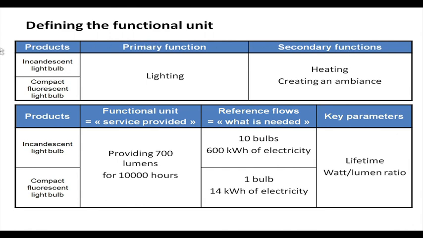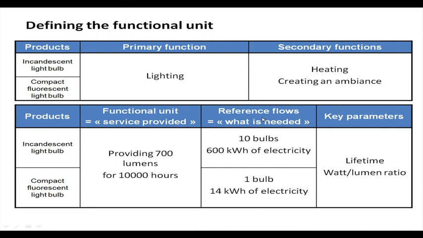For any LCA exercise, especially when you are doing a comparative LCA, comparing two different processes or two different products, which most of the time we do, I would encourage you to make a table like this and write it down. What is the primary function? What is the secondary function? What is the functional unit you can choose? What makes sense? And once you know the functional unit, to provide these 700 lumens for 10,000 hours, we need 10 bulbs and 1 bulb, and that is called the reference flow.